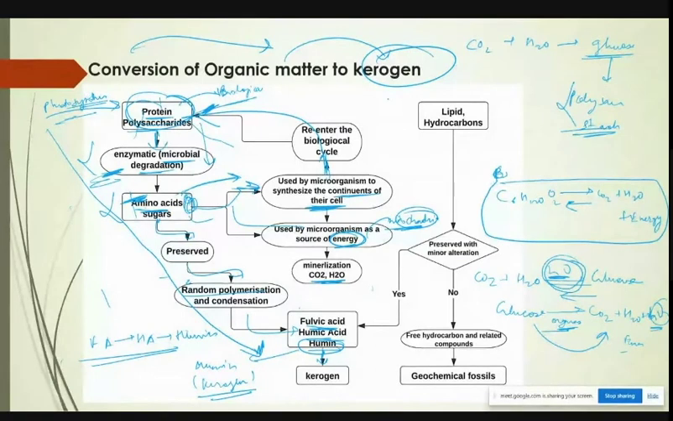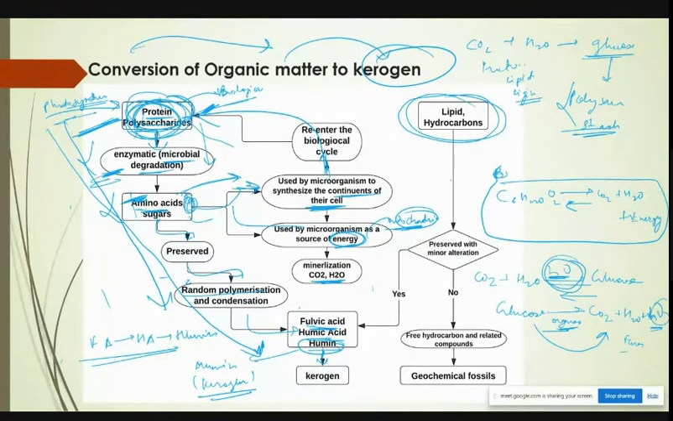Like we discussed various types of organic matter, like protein, lipid, lignin. So this was the fate. In this path, we discussed the fate of protein and polysaccharide. Now in this path, we will discuss what will happen to lipid and hydrocarbon. Lipid and hydrocarbon do not require much alteration by microorganisms. If they are preserved, they get converted into hydrocarbon, because they are already fat.